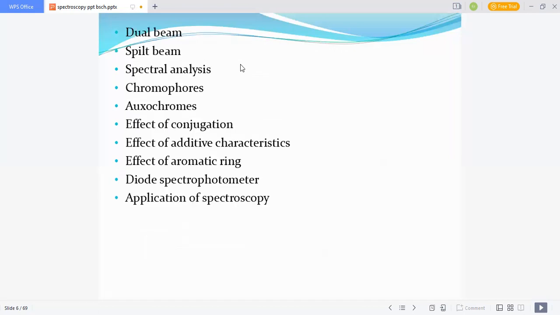Next one. Dual beam, split beam, spectral analysis, chromophore, auxochromes, effect of conjugation, effect of aromatic ring, diode array spectrophotometer, and applications of spectroscopy.